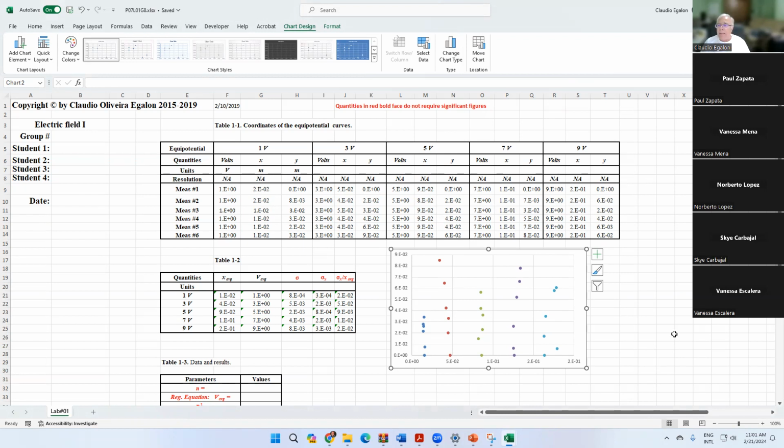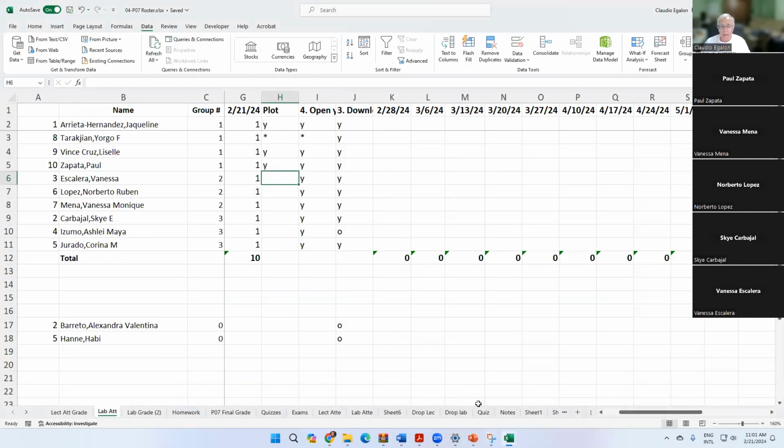But the secret was to plot those equipotentials. Okay, now let's go down. So Vanessa, you already know how to do that, right? Vanessa Scalera. What about Norberto? Did you manage to do that, Norberto? Yeah, I was able. Okay, that's good. Next is Vanessa Mena, the other Vanessa. Yeah, I was able to do it. Okay, you managed to do all the 5, right? 1, 3, 5, 7, 9.